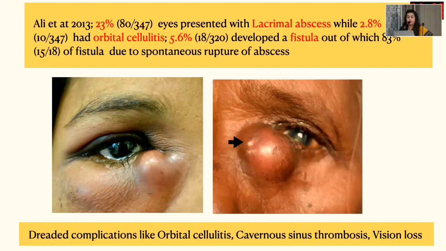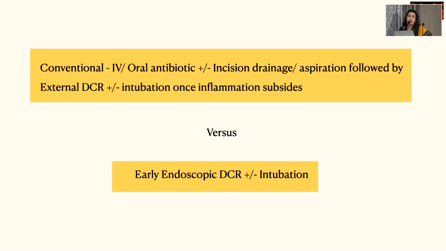So what do we do? We all know the conventional method of IV antibiotics. You drain. After 1 month of IV antibiotics or oral antibiotics, we go ahead with the DCR, which is external DCR. But now the talk is that we go as soon as possible. How is it possible? Because you're all going to say that in the early phase, if we go ahead with external DCR, it's going to be a messy surgery, a painful surgery, and we're not going to be able to operate in the infected planes. So we go ahead with early endoscopic DCR.